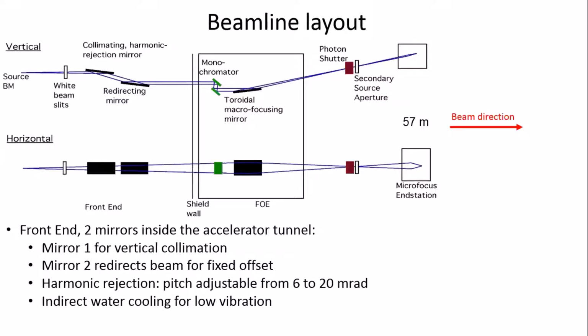The front end, we placed 2 mirrors inside the accelerator tunnel because the shield wall is at 23 meters, so it's a long distance. In order to scoop up more beam, we put 2 mirrors inside the accelerator tunnel. The first mirror is a vertically collimating mirror, and the second mirror redirects beam for a fixed offset. We have a pair of mirrors because we want to be able to change the pitch of those mirrors for harmonic rejection. The pitch is adjustable from 6 to 20 milliradians. So at these energies, we go to pretty steep angles. The mirrors are indirectly water cooled for low vibration. And they pass a vertically collimated beam to the monochromator.